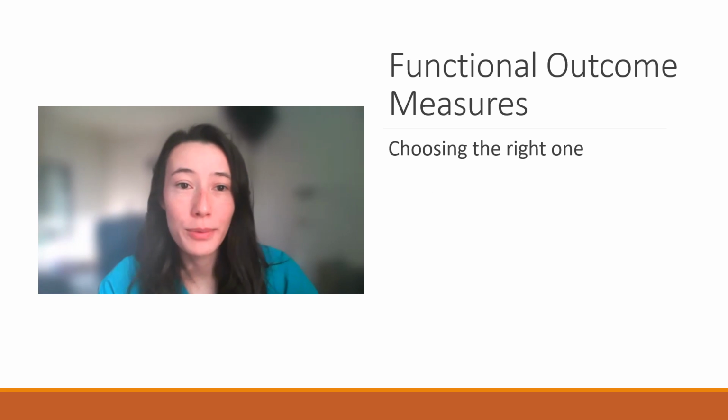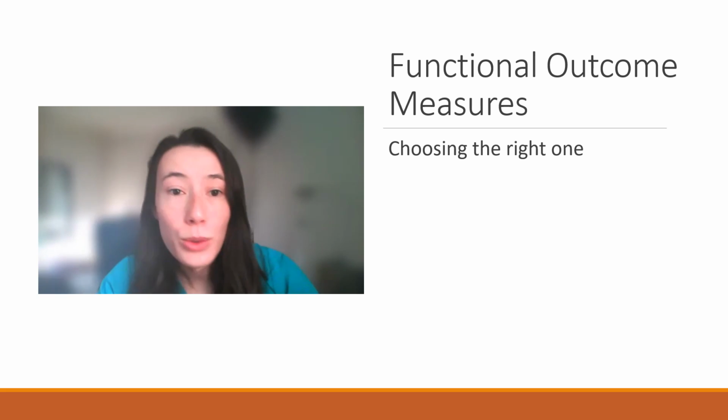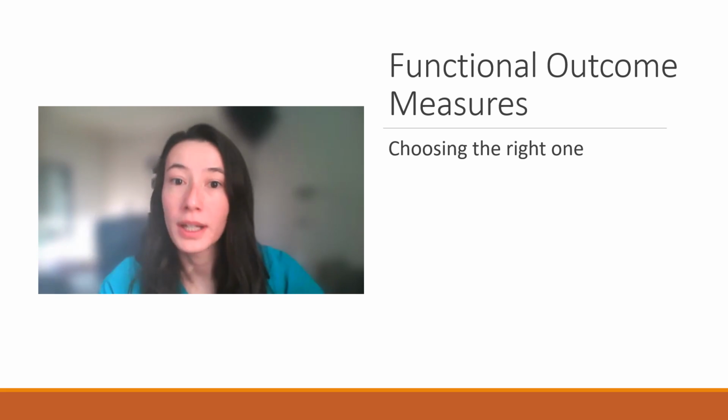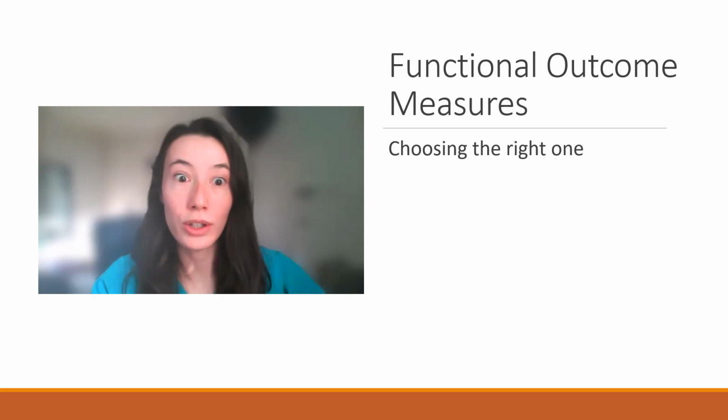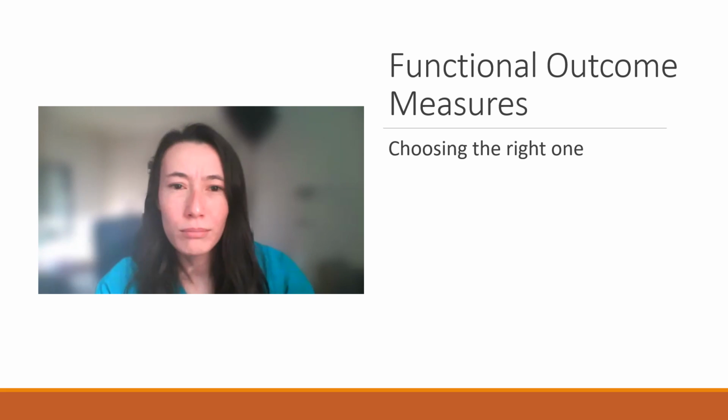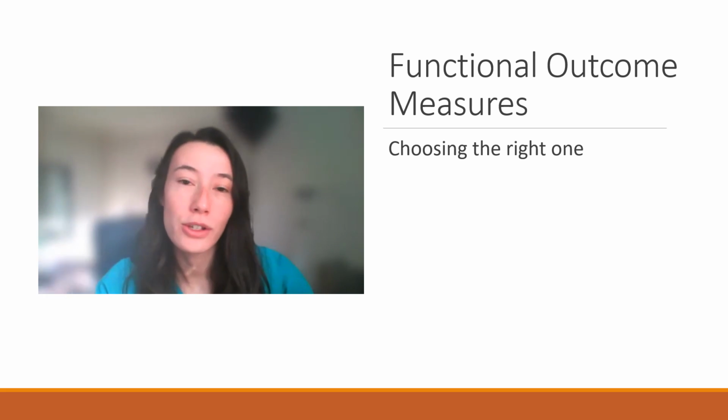So with all these options, how do you know that you're choosing the right one for your specific patient? You can't just assume that because they're 50 years old, you've got to choose the timed up and go. Because they're a person who's had a stroke, you have to choose the Fugl-Meyer. No. So let's talk about some things to consider and help you narrow it down. There are 3 main things that I want you to think about.